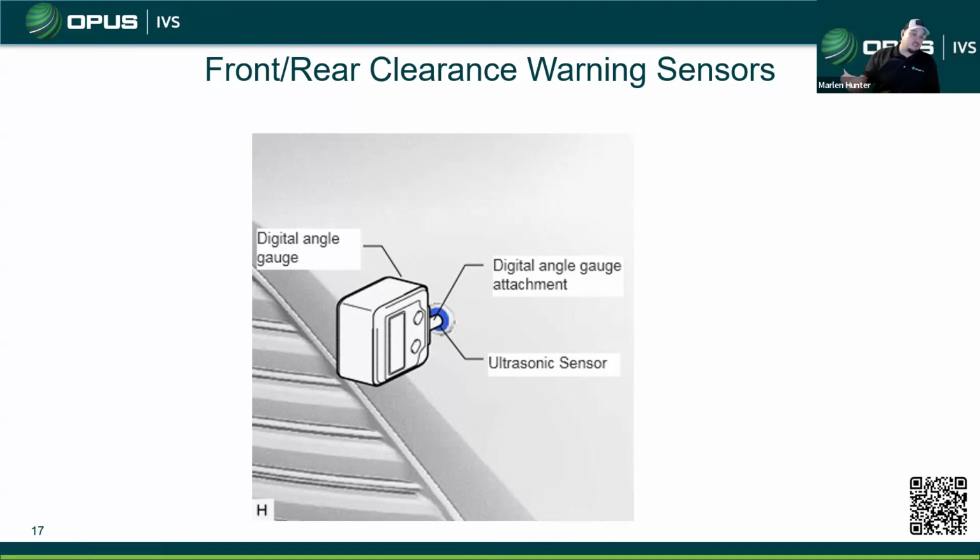And this would be the same procedure, front or rear. Also, if the clearance warning module gets replaced, you're going to have to go through and shoot the angle on each sensor. Also, if you only replace one sensor, you're still going to have to go through and do all four. It doesn't let you just go in and punch in one. It makes you do all four on the front or all four on the back. So just something to keep in mind. If you replace one, you're shooting them all.